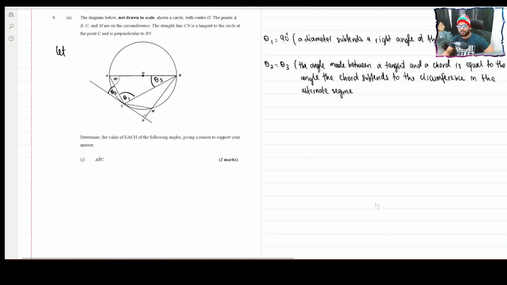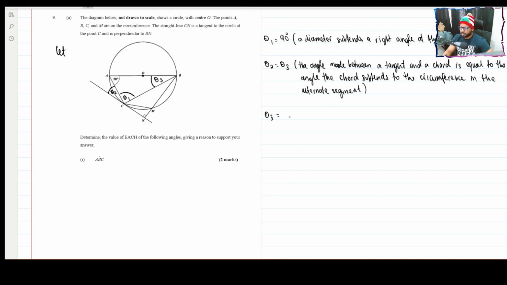Alright, resuming where we left off. I got cut off just now. The angle made between a tangent and a chord is equal to the angle the chord subtends to the circumference in the alternate segment. Now, I could actually calculate what theta 3 is.